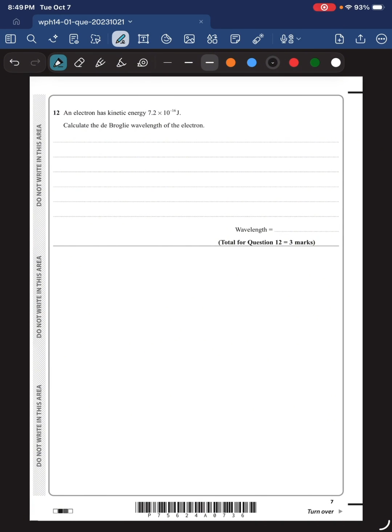Question 12. An electron has kinetic energy 7.2 times 10 to the negative 16 joules. Calculate the de Broglie wavelength of the electron. Okay, so let's write down 2 equations that we will need. We need to calculate the de Broglie wavelength, and the expression is h, Planck's constant, over the momentum p. And then we are given the kinetic energy, so it's good to use this formula for the kinetic energy, p squared over 2m. It's going to allow us to plug in things easily.